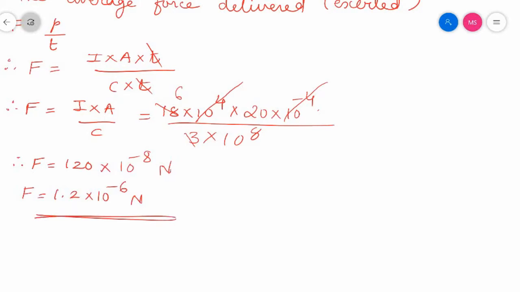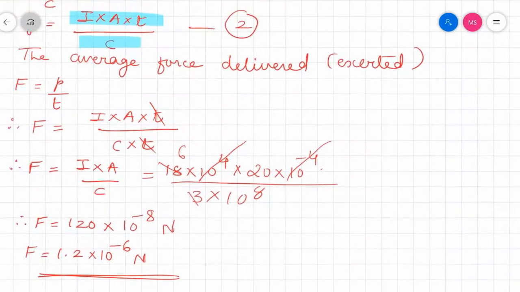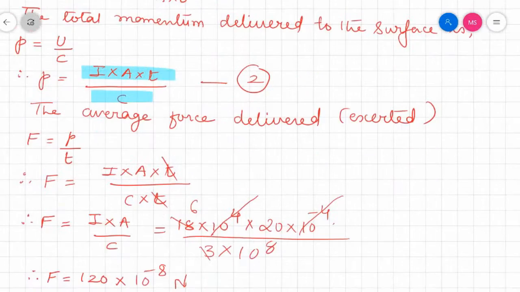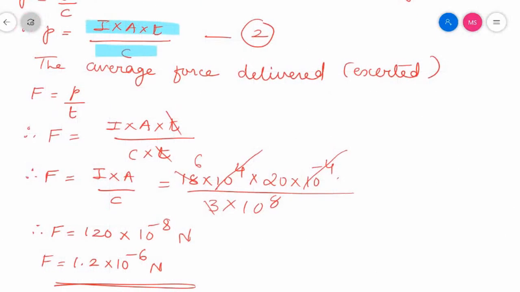Now it is clear in this example why we have taken intensity first, because we need to calculate force, and the formula for force is momentum over time. Now momentum is U upon C, so it is necessary for us to calculate the value of U first.